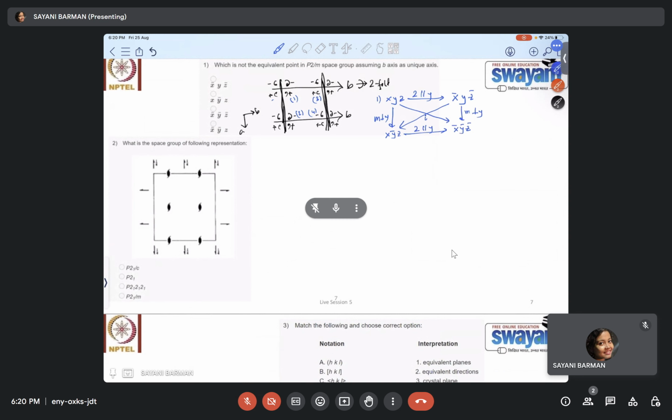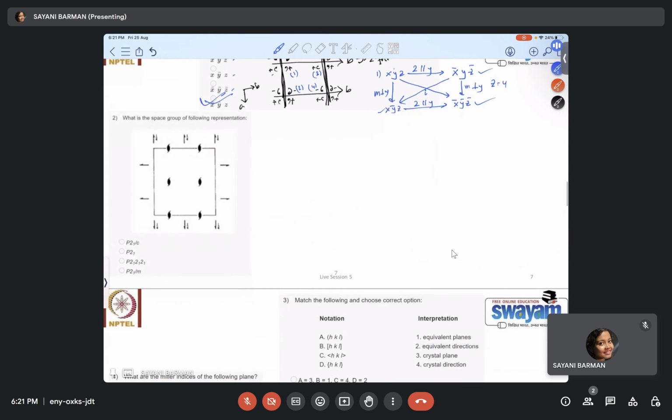So what are the options? The equivalent points are: first one is x, y, z. It's nowhere in the options. The second one is x bar, y, z bar. It is here. Then x, y bar, z. This one is this, and x bar, y bar, z bar. This one is this. Okay. Then which one is not the equivalent point? This one is not the equivalent point: x bar, y bar, z.